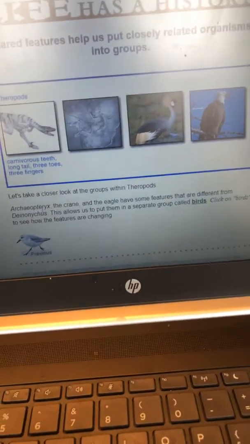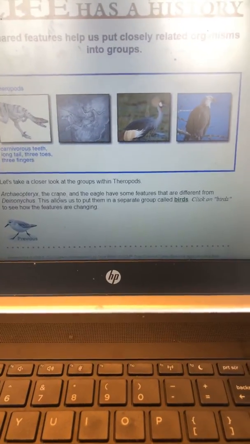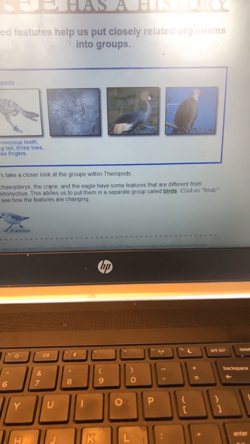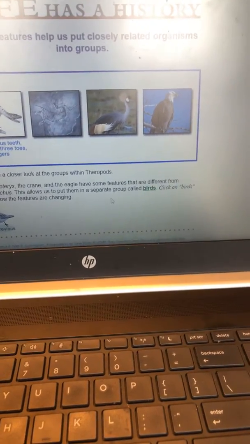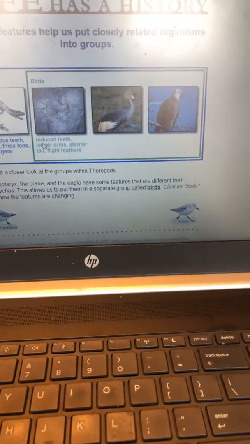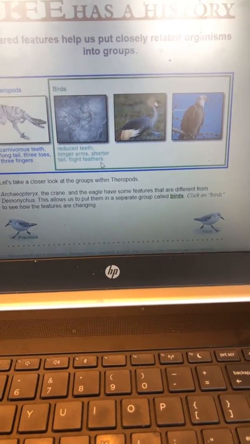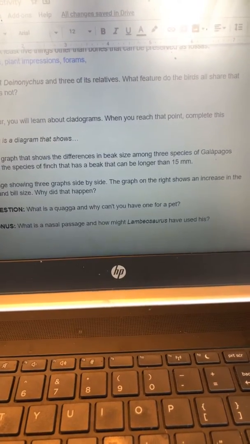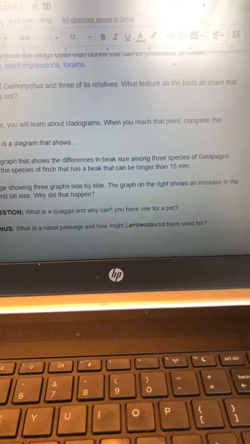Okay, Archaeopteryx, the crane, and the eagle have some features that are different from the Deinonychus. This allows us to put them in separate groups called birds. Click on birds to see how the features are changed. So they have reduced teeth, longer arms, shorter tail, and flight feathers. So the question was, what feature do the birds share that Deinonychus doesn't?